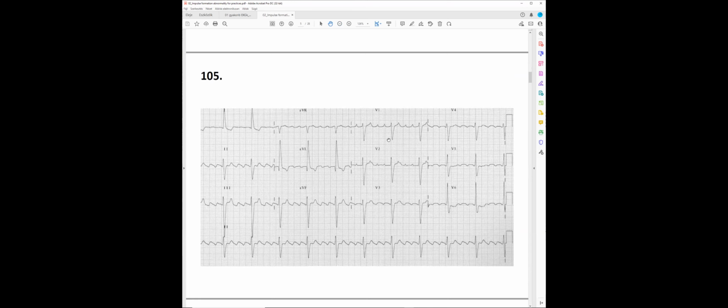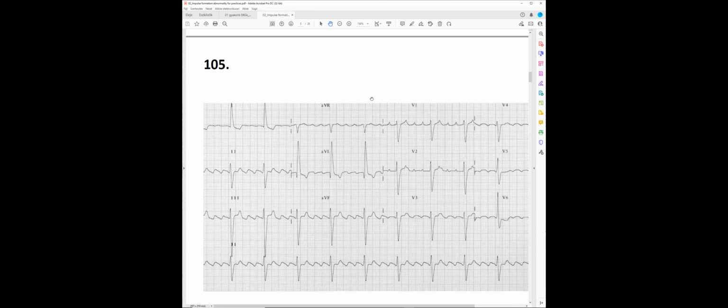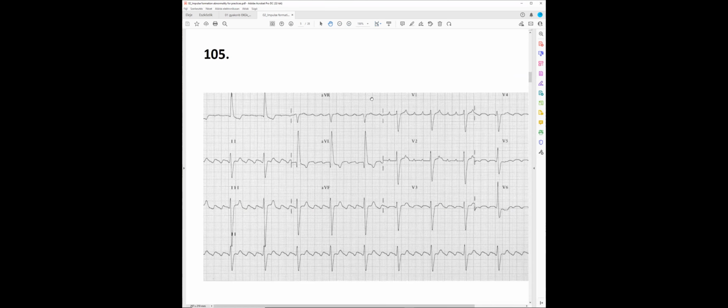Okay, now let's see, Sarah. I have 105. The rhythm was regular. The heart rate was around 60 beats per minute, which could be normal or a little bit slow. Normal. There is no little bit. 60 is normal. Good. All right.